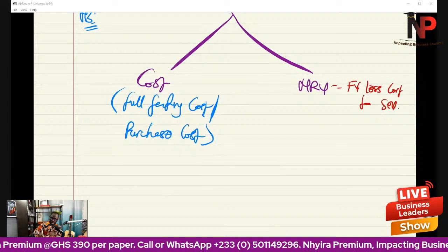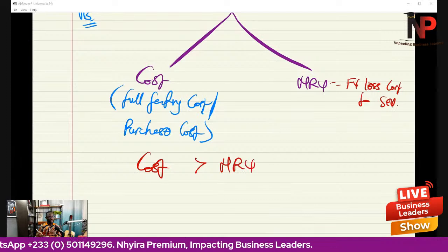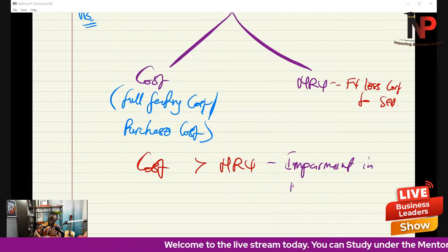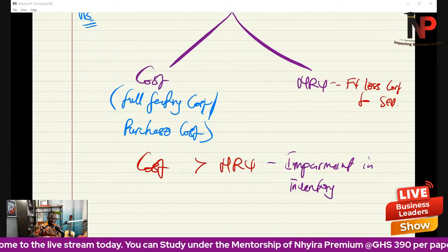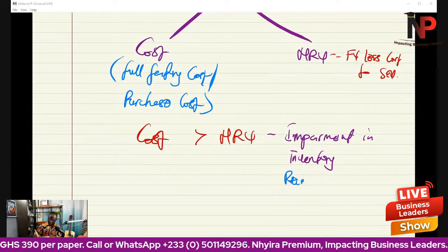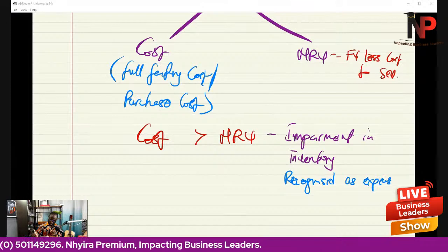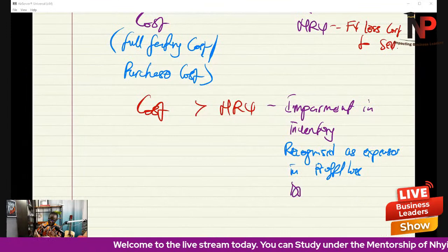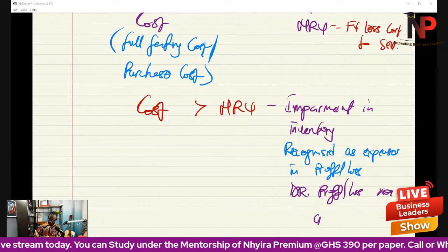Now, if the cost is greater than the net realizable value, it means the inventory has suffered impairment. And if there is an impairment in the inventory, it is written off in the P&L account. It is recognized as an expense in profit or loss. Are you getting the summary takeaway? Then the journal entry on that is that you debit profit or loss, then you credit inventory.